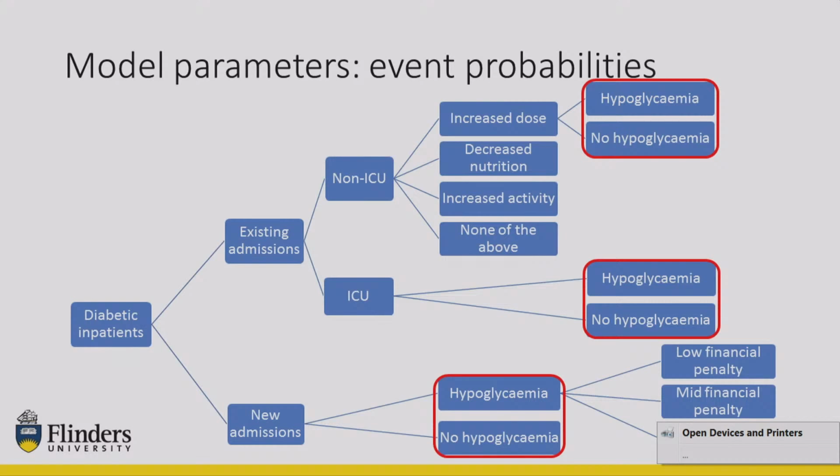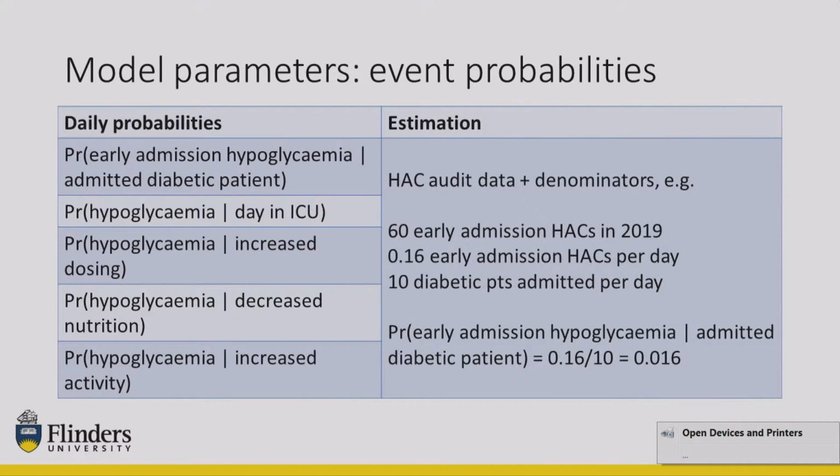And that sounds like it might be quite difficult to do, but actually, given that we've done the clinical audit of the hospital-acquired complications and we've estimated the denominators in the first step, it's actually quite easy to estimate these daily probabilities. So we've got probability of an early admission hypoglycemic event given that you're an admitted diabetic patient, probability of hypoglycemia given you've spent a day in the ICU, probability of hypoglycemia given you've increased your dosing, etc.